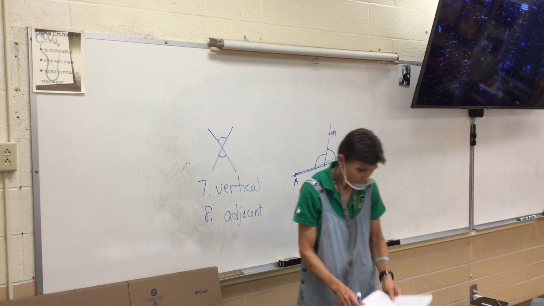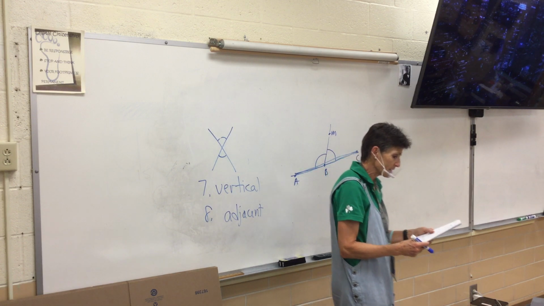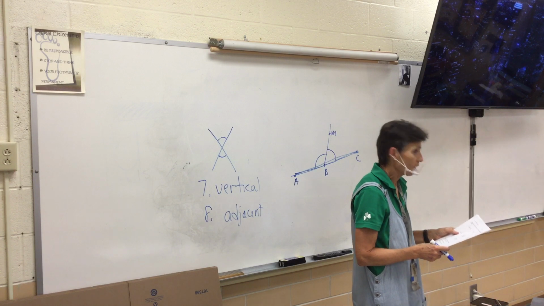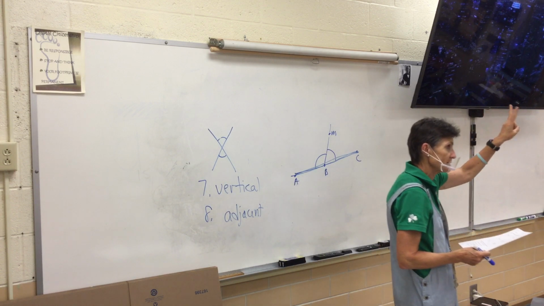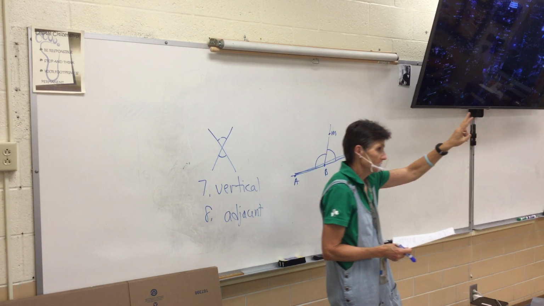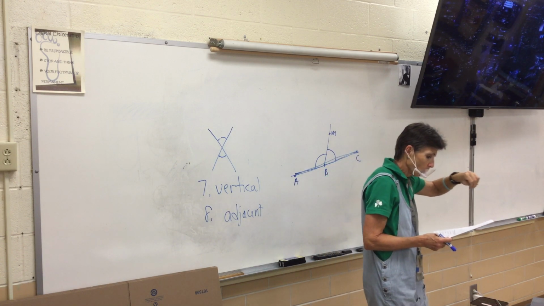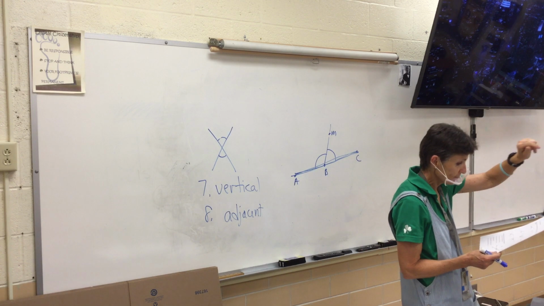All right, so 1 and 2 are adjacent. What about 3 and 4? Vertical. 3 and 4 are vertical. That number 2 is vertical. Look at that picture. That's what vertical angles look like. What about 5 and 6, Carson?